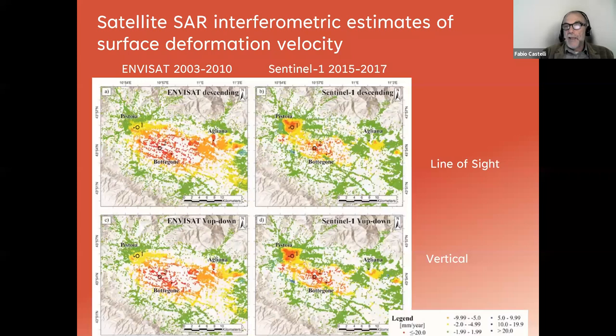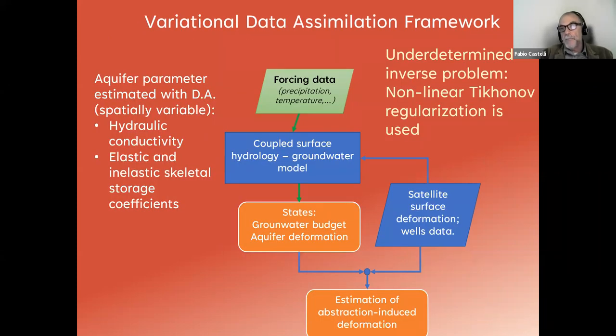How do we address the hypothesis that this subsidence may be due to excessive groundwater extraction? We set up a coupled surface hydrology groundwater model fed by various forcing data: precipitation, temperature, everything that may influence the groundwater dynamics. As states predicted by this model are both the groundwater budget and the aquifer deformation. The aquifer is an elastic and, to a certain extent, anelastic medium that reacts to changes in water content. Then we use the satellite surface deformation I showed you before, and also some wells data, to infer the model parameters that are unknown.